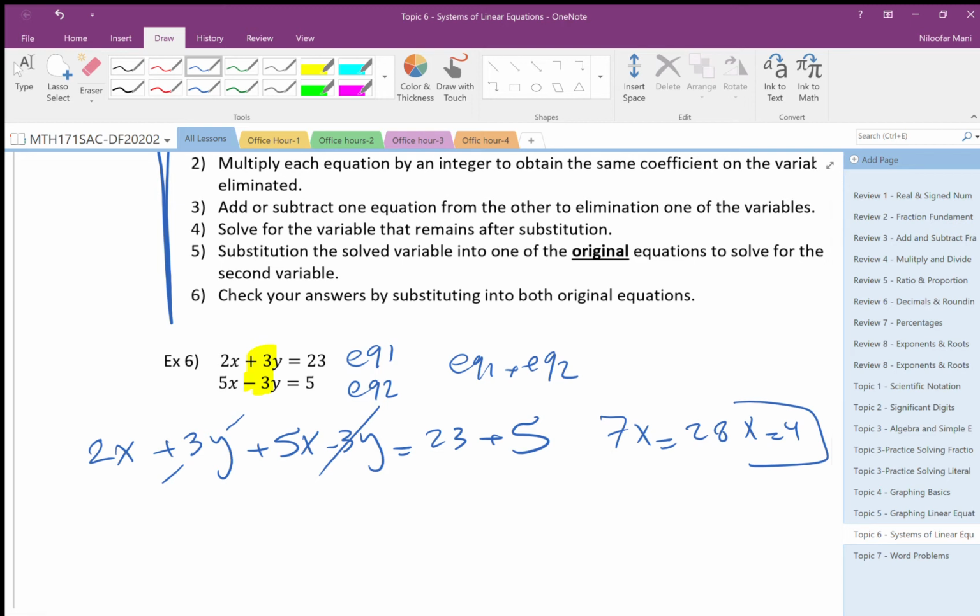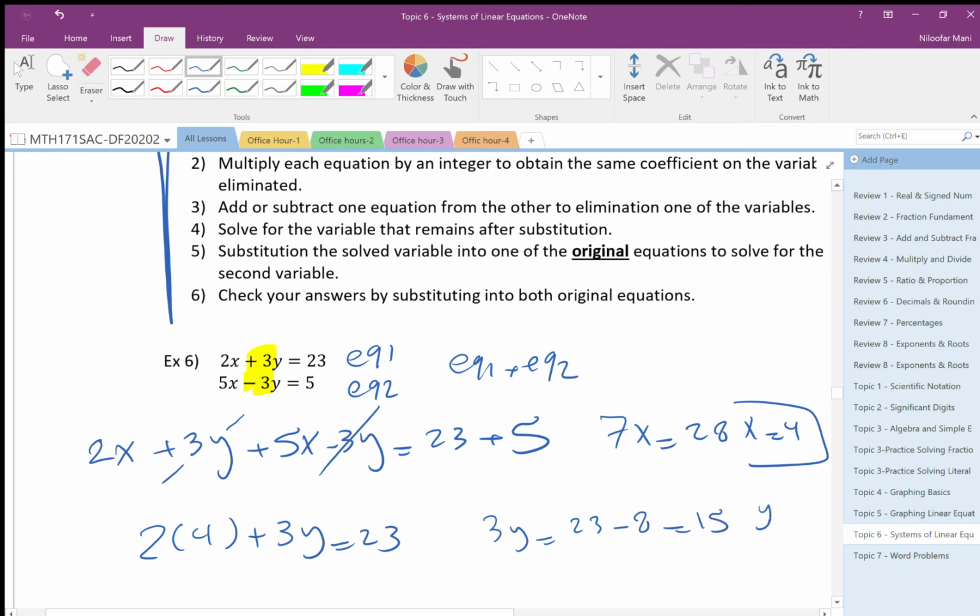Then what can I do to find the second variable? Substitute into one of the original equations. It doesn't matter which one of them, the first one or the second one. For example, I choose the first one. So I do 2 multiplied by 4 plus 3y equals 23, which is 3y equals 23 minus 8, which is 15, and y is 5.